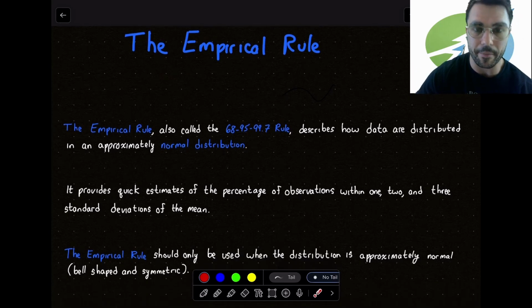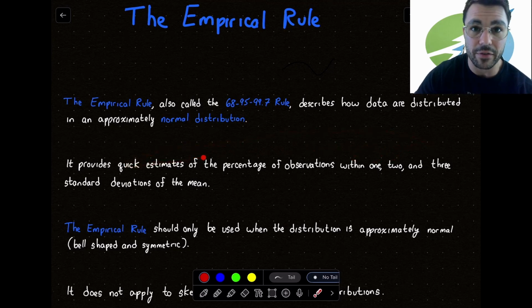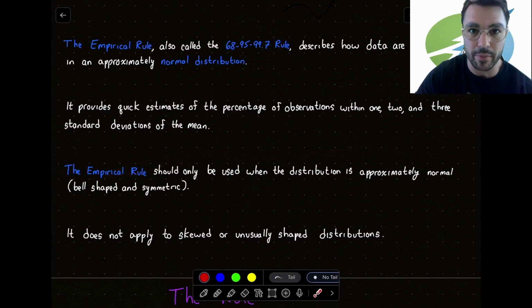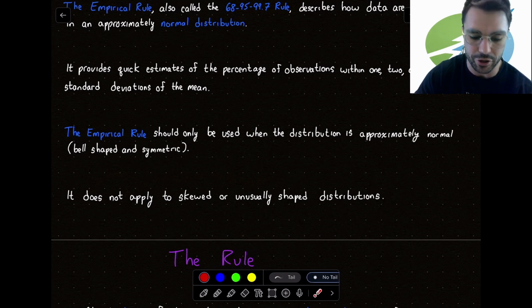All right, let's begin. So the empirical rule, also called the 68, 95, 99.7 rule, describes how data are distributed in an approximately normal distribution. It provides quick estimates of the percentage of observations within 1, 2, and 3 standard deviations of the mean. The empirical rule should only be used when the distribution is approximately normal, bell-shaped and symmetric. That's the distribution type we see with a normal distribution. It does not apply to skewed or unusually shaped distributions.